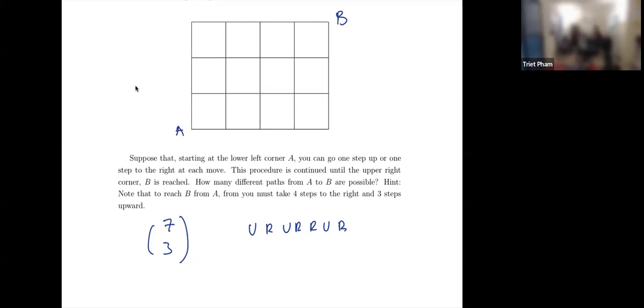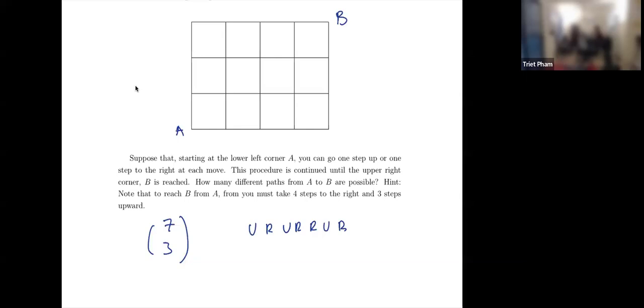And a path will be exactly where you place the U's, and then the R's will be in the remaining positions. So basically, it's really about out of 7 positions, you choose 3 positions for the U's, or equivalently, you choose 4 positions for the R's.